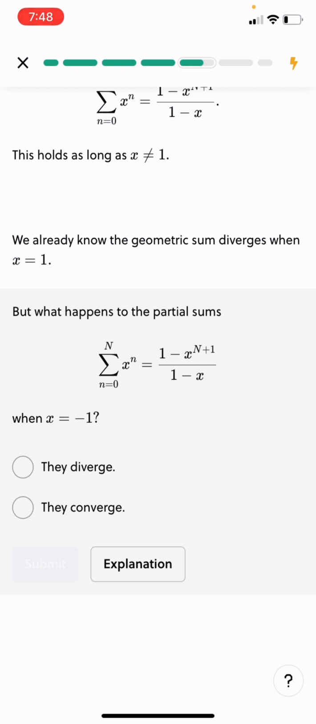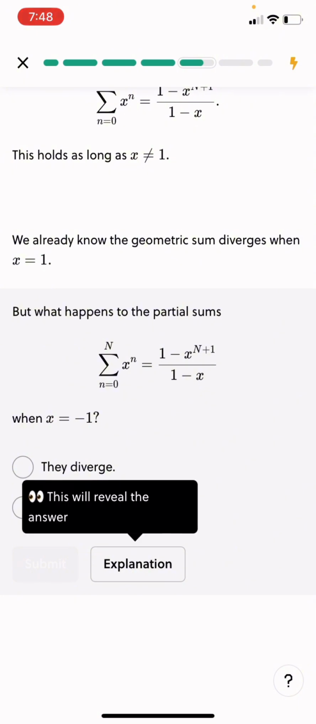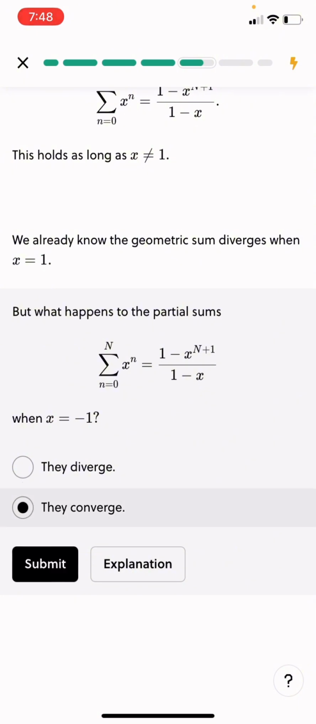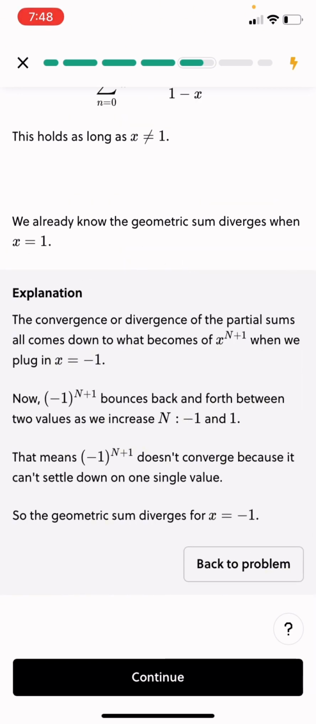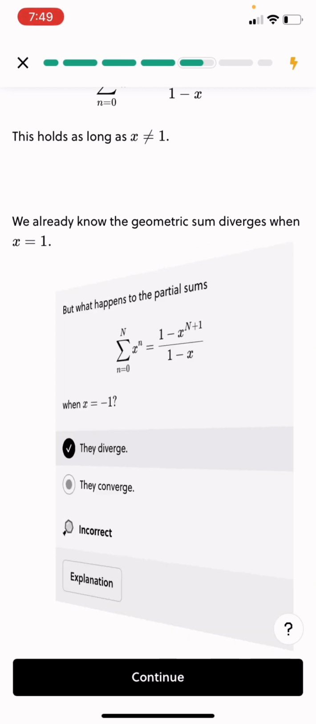Would they converge, or would they stay the same? I'm going to say converge. It's probably the opposite. That's weird, let me see why. The convergence or divergence of the partial sums all comes down to what happens to x^(n+1) when we plug in x equals negative 1. Now, (-1)^(n+1) bounces back and forth between two values as we increase n, negative 1 and 1. That means it doesn't converge because it can't settle down on one single value. So the geometric sum diverges for x equals negative 1.